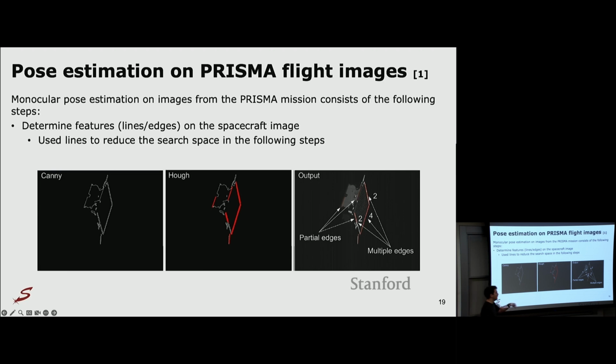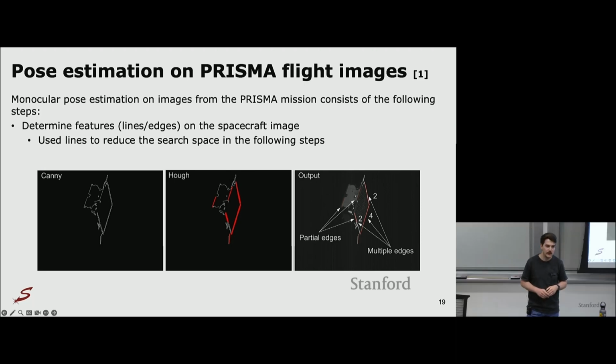And then finally, you see the output overlaid over the grayscale image that was originally taken. You're going to have some edges that you fully detect and some edges that you don't fully detect. So those are partial edges. And so the goal then is to estimate a pose, as in a position and orientation of the target, that would lead to those edge detections. So that's the problem statement that this tries to solve.